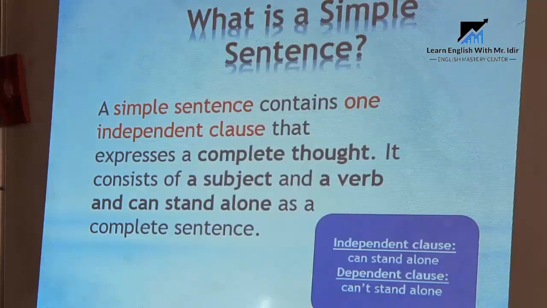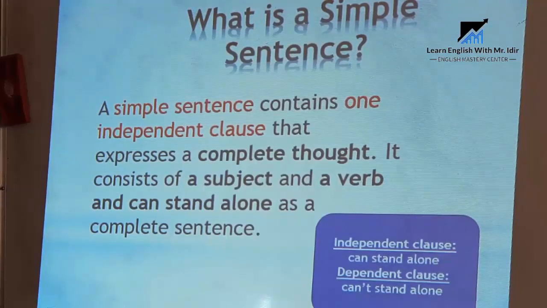Last time we introduced what we call a sentence, and what we mean by a clause and a phrase. If you didn't watch the video, I invite you to watch it. So let's start. What is a simple sentence? A simple sentence contains one independent clause that expresses a complete thought. It consists of a subject and a verb and can stand alone as a complete sentence.